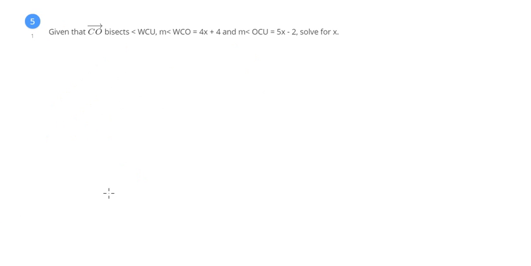Okay? Number 5, given that CO bisects angle WCU. So again, you want to draw yourself a nice little picture here. WCU, and then the CO bisects it. So I'm going to put O out there, and I want to make this look like it gets cut exactly in half. So I know that this is the same as this, okay? Because it bisects it.